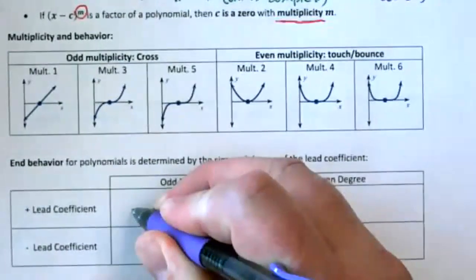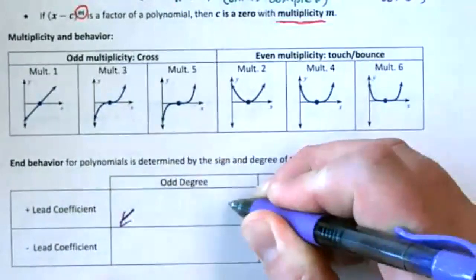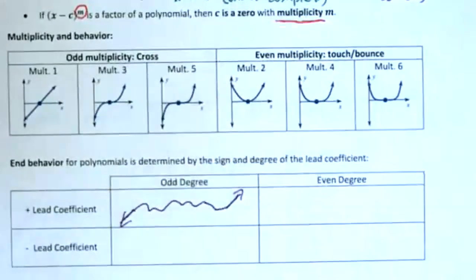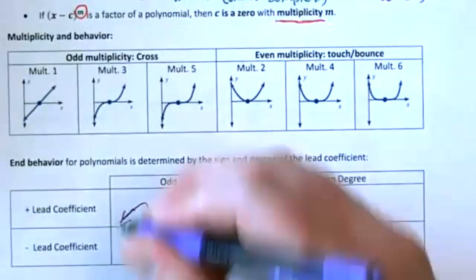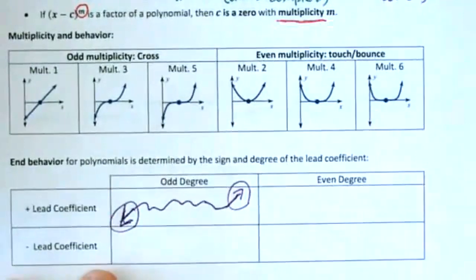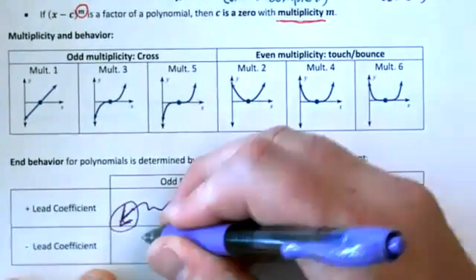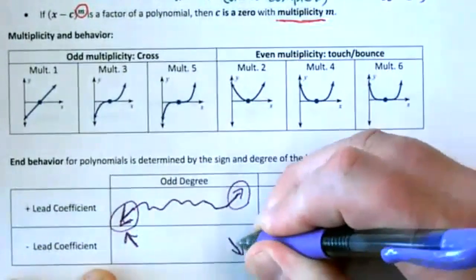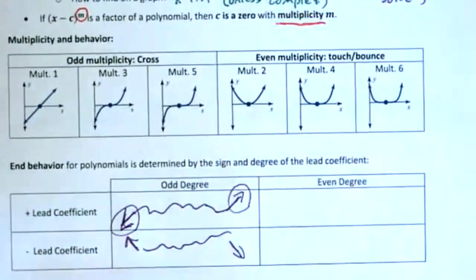So odd degree, positive lead coefficient, down on the left, up on the right. It can do all kinds of wiggly stuff in between, but that's what it's going to look like at the ends. Really, it's what's going on the far left and the far right that matters. You change it to a negative lead coefficient, it just flips upside down. Now it's going up on the left and down on the right. Again, doesn't matter what's going on in between.